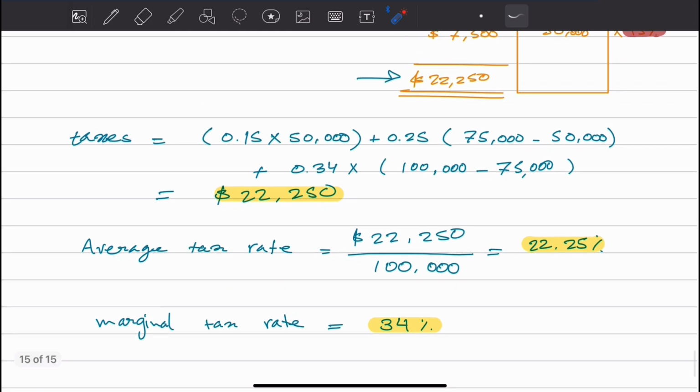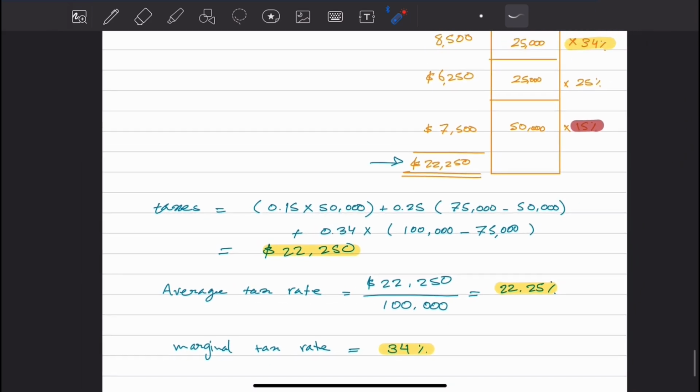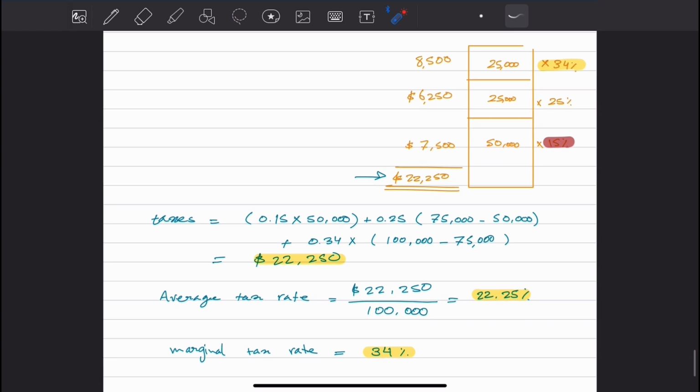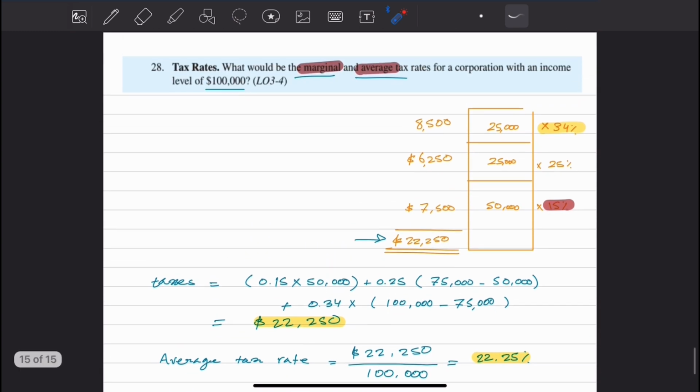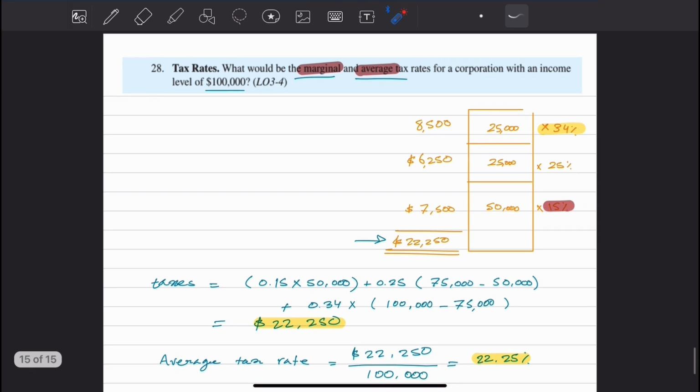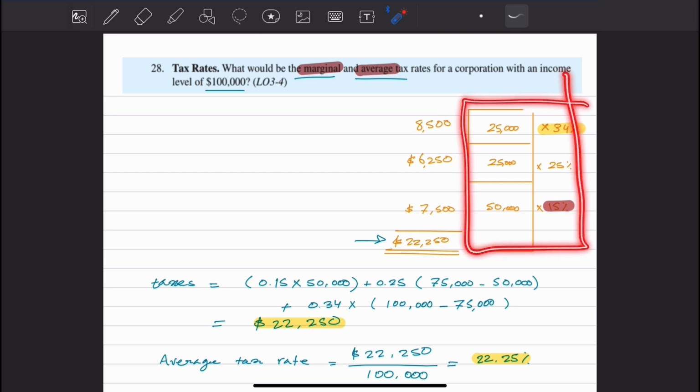I hope that you found this video useful. If you still have any questions, feel free to drop them down in the comments. This is how you solve any similar question to question 28. But as I said, probably if we give you a similar question in your exams, you will be provided with all of this detail right here.